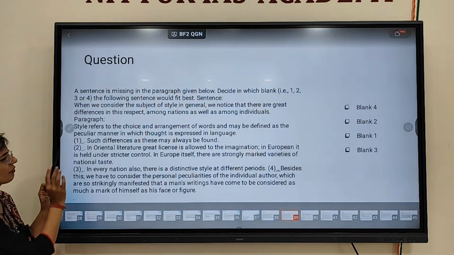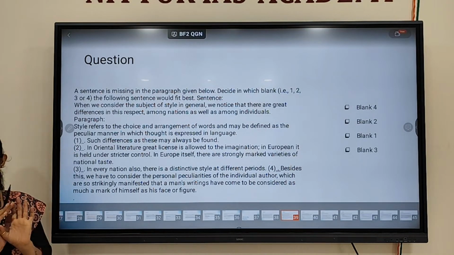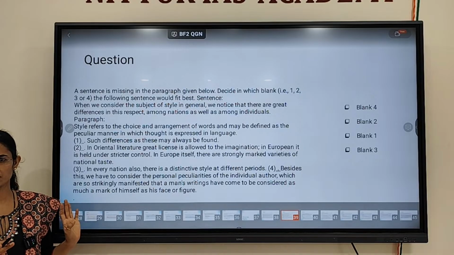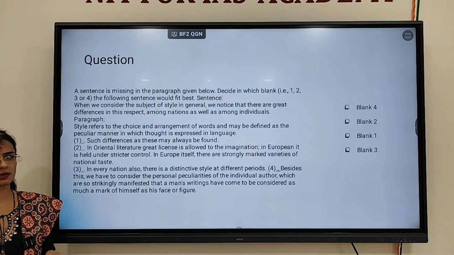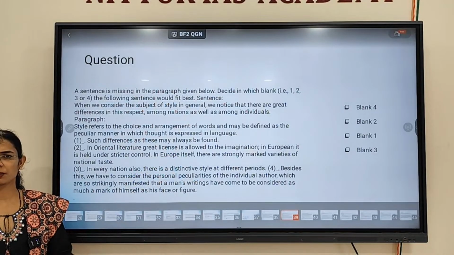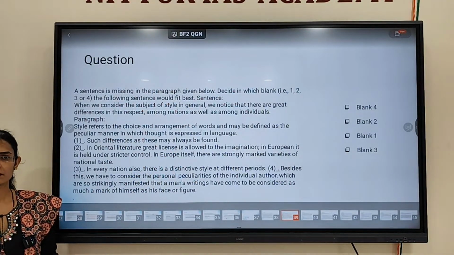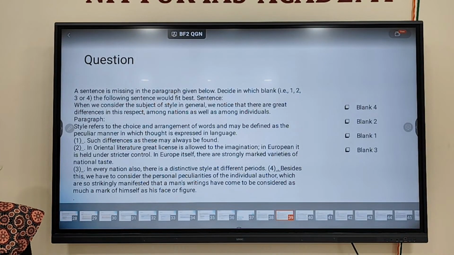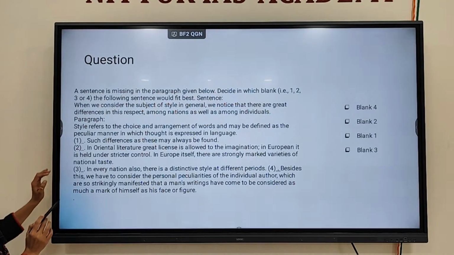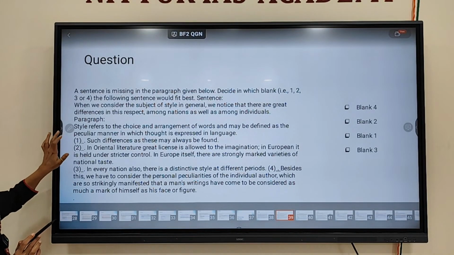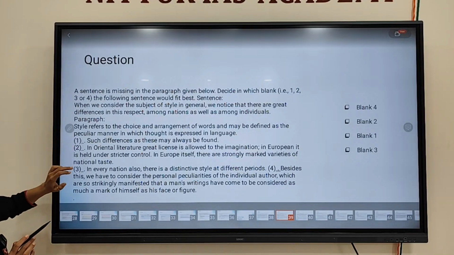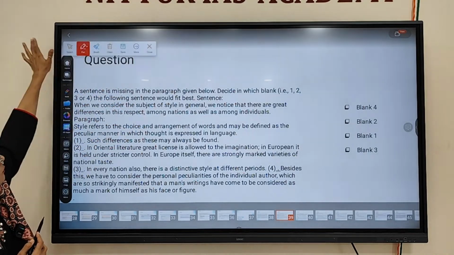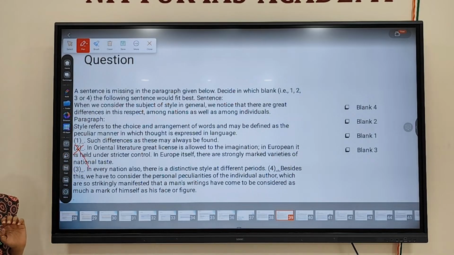Do we think second one fits? Let's do the elimination. Second one, according to me, is a big sentence and it doesn't fit well. Does it fit? Because we are talking about individual choices and style of writing. Suddenly we cannot jump to talking about Europe, right? Can we jump? No, we cannot jump, right? Yes or no? We should not jump. So we cannot jump to considering Europe here. And that is the reason I feel personally. I don't know. What do you feel? I feel this is not worth consideration.